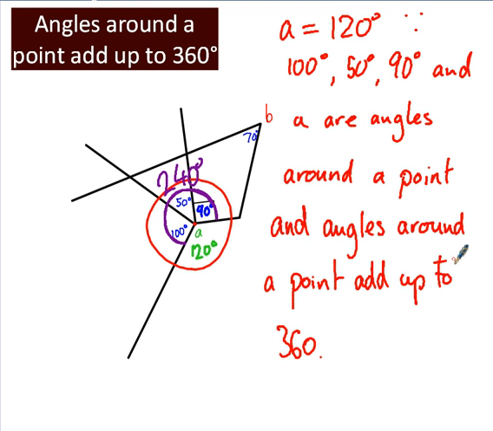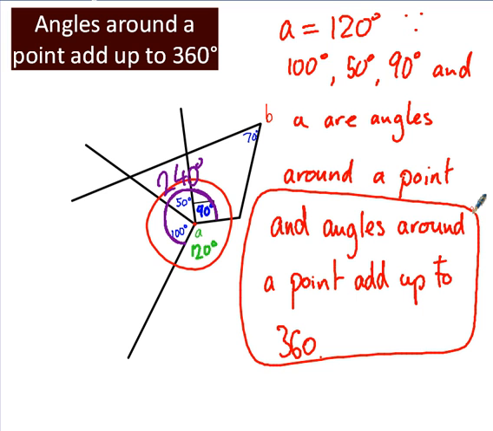Okay, if you just stop here, if you miss out this bit, all you're telling the examiner is that you've figured out that these angles are around a point, and that's all very interesting, but then what you need to say is that you know this fact that angles around a point add up to 360 degrees, and that has helped you to work out what the missing angle A was.